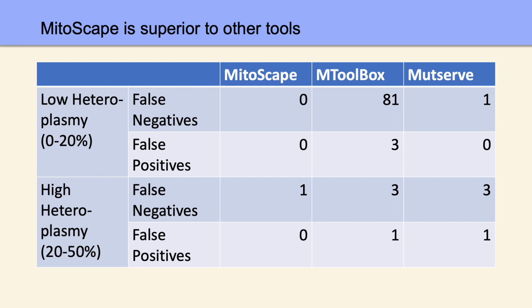You would think for high heteroplasmic variants that the tools would do a lot better, and you should accurately and precisely get all of the high heteroplasmic variants. But surprisingly, even MitoScape had a false negative for the high heteroplasmic variants. But you can see from these results that MitoScape is still doing significantly better than mToolbox and mtServe.